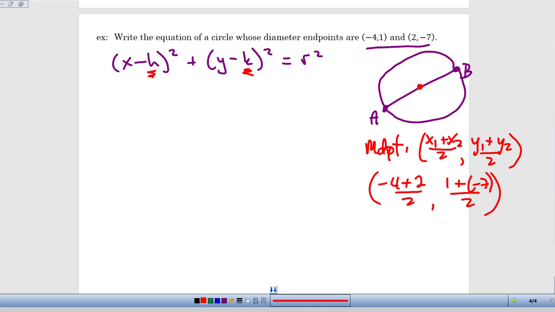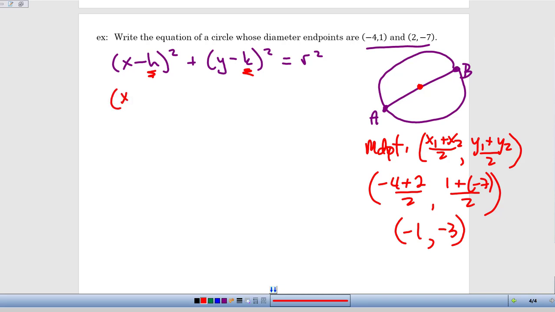And so -4 plus 2 is -2. -2 divided by 2 is -1. And then 1 plus -7 is -6. -6 divided by 2 is -3. So our, let's try to make that into a comma there. So our x, y coordinates of the center are -1, -3. So now I can take those numbers and plug them in for h and k into my equation.